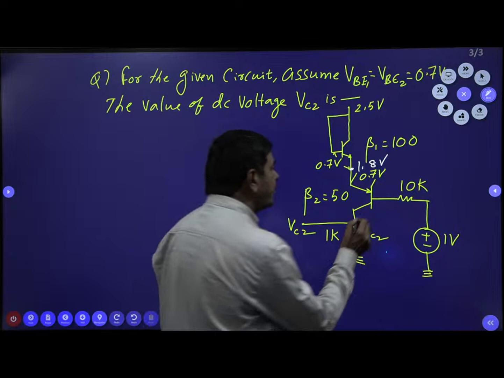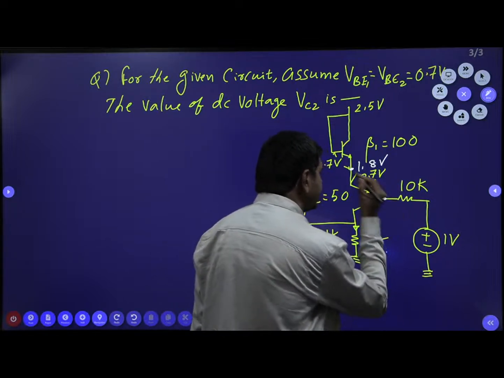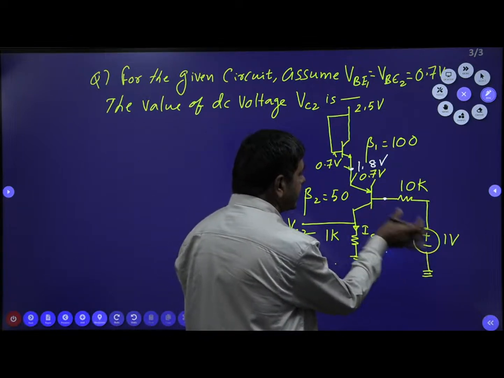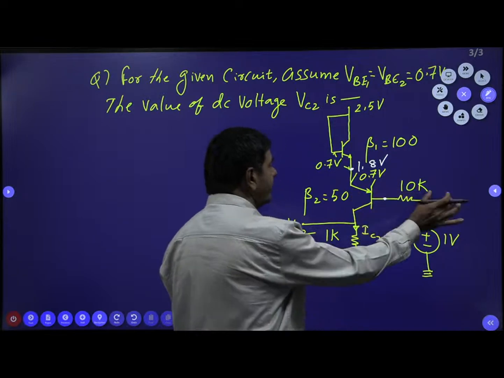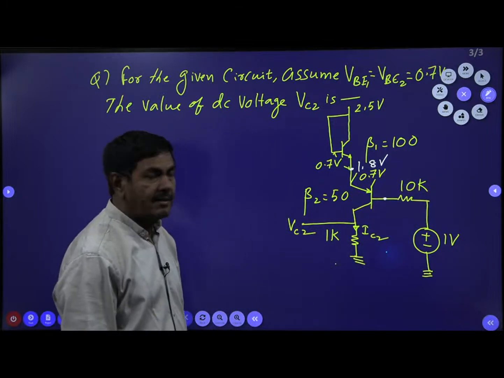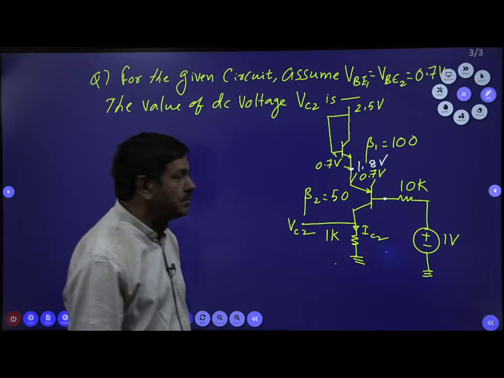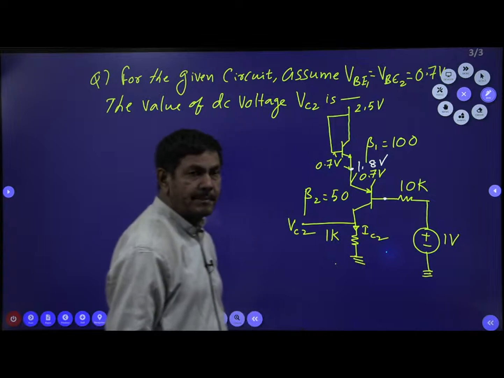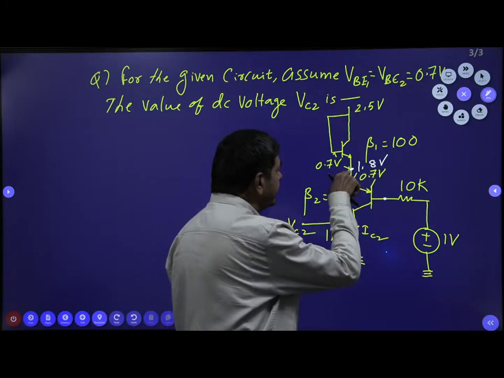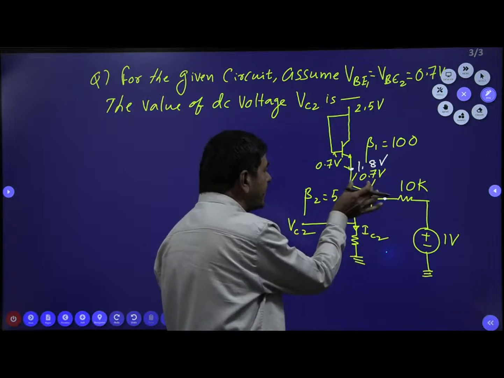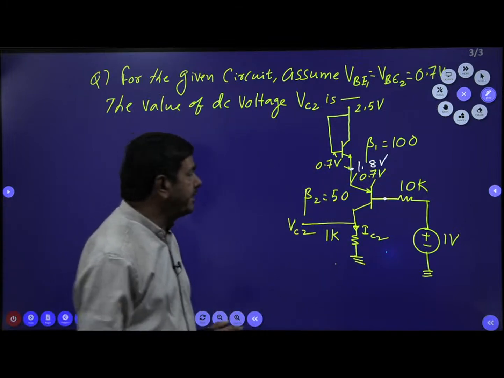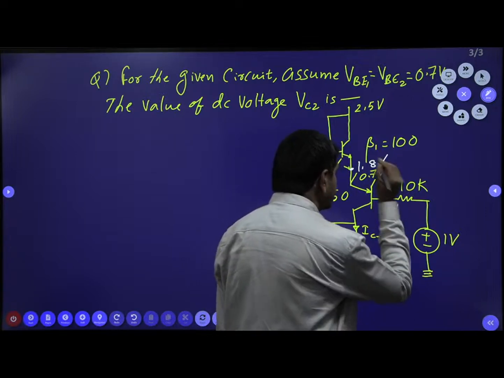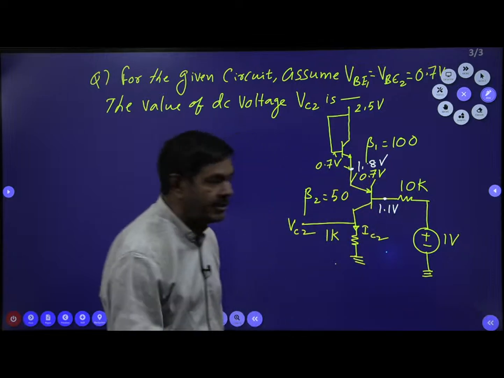But again, I wish to find this node voltage here. Why is this voltage required? By using the voltage difference across the resistor, I can find the base current. After finding the base current, I can measure IC2. This node voltage is 1.8 minus 0.7, because some voltage drop of 0.7 occurs. So this value will be 1.1 volts. 1.8 minus 0.7 is 1.1.